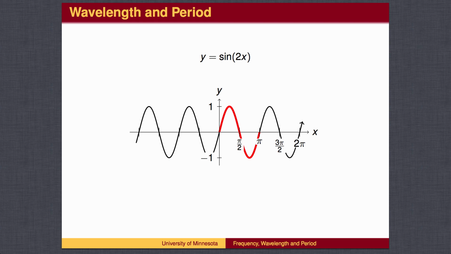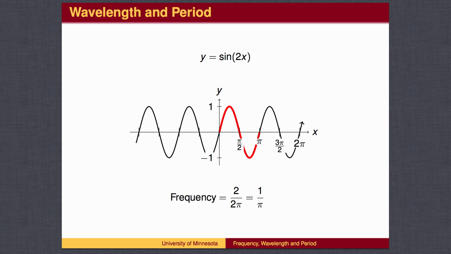For y equals the sine of 2x, the wave should be twice as narrow, so that instead of going through a full wave every 2 pi, it goes through a full wave twice as fast, or every pi. The wavelength, or period, is pi.